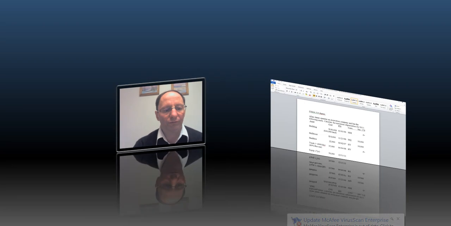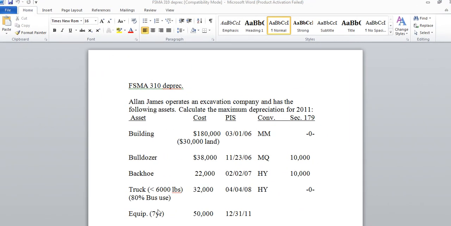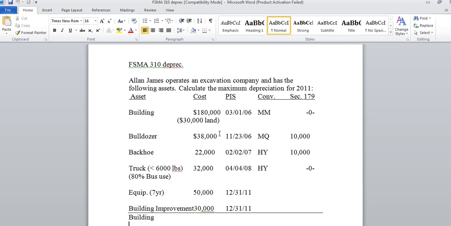Okay. This is a problem I've devised for you. So what I would like for you to do is try to do this problem on your own, but I'm going to give you a little hand here today. Alan James operates an excavating company and has the following assets. Calculate the maximum depreciation for 2011.